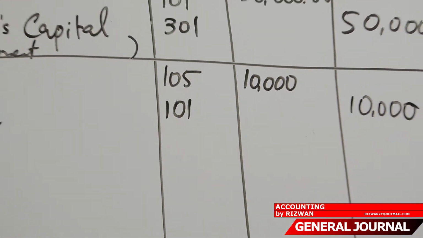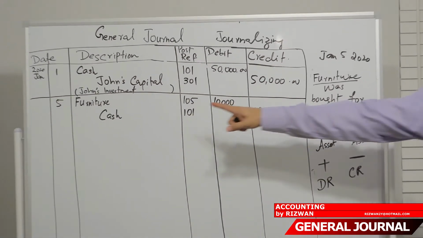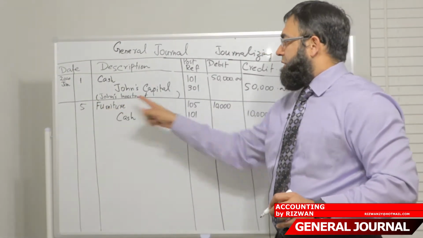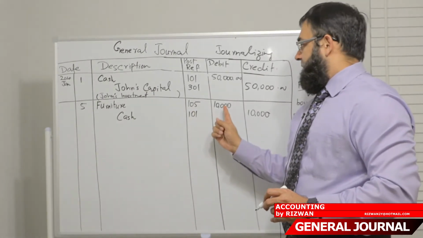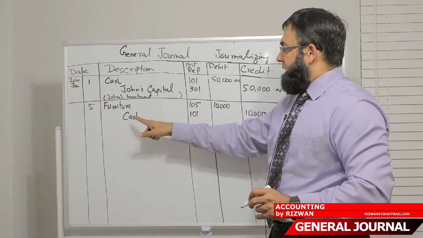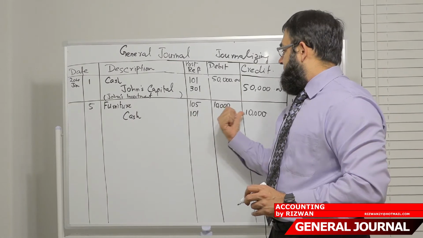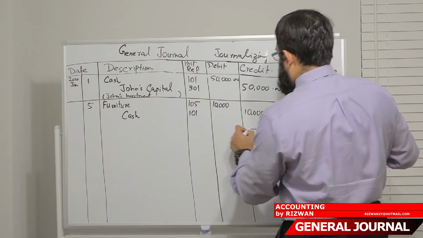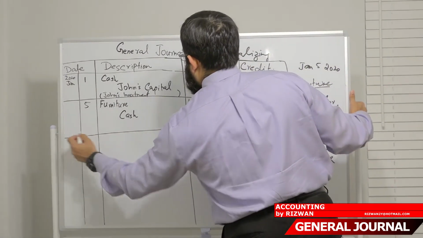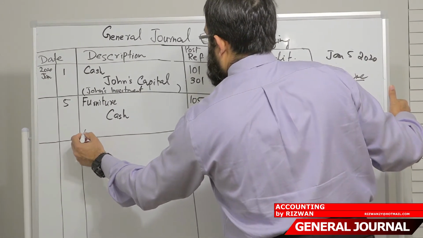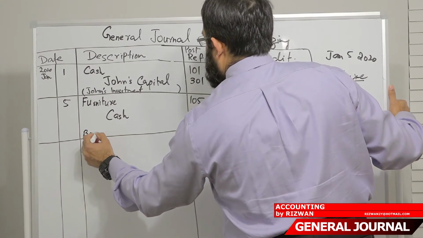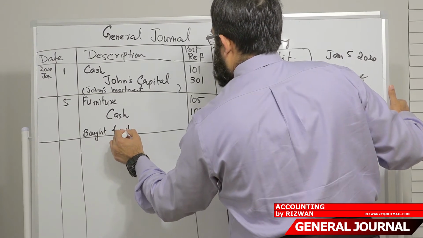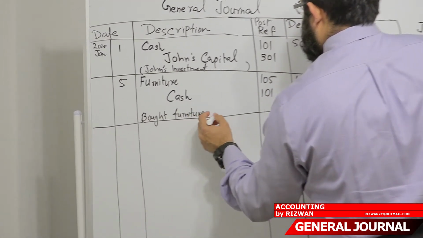So this is what happened. Again, very simple. Since furniture was debit, you put the date over here, January 5th, furniture, the account number 105, $10,000. Cash is going to be credit. You put 101 and $10,000 over here. And if you want to put a description over here, you can, guys, just without any number. Bought furniture for cash. That's fine. You will not be accountable for that kind of description.